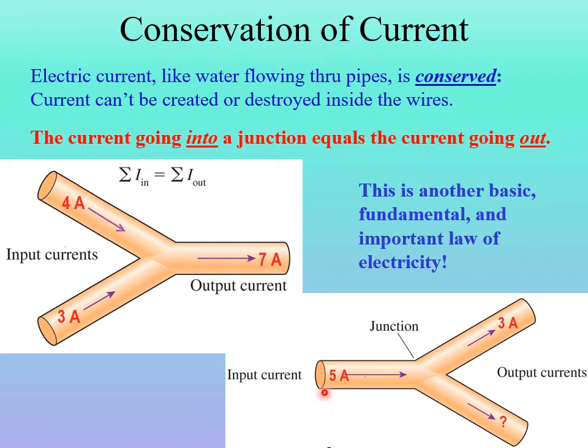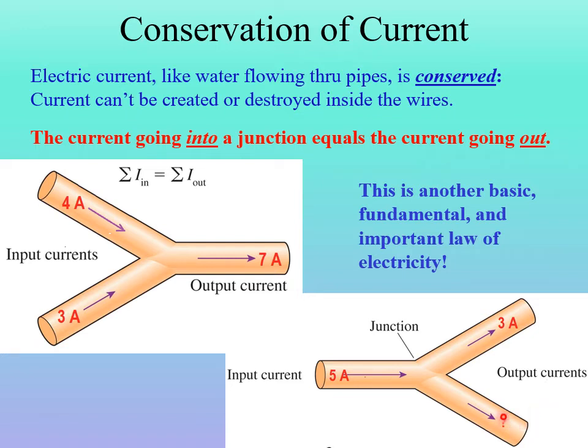Here, our input current, we're told, is 5 amps, and here's a junction, and we're told that this path up here has 3 amps of current. So what would be the current flowing through this path of the circuit? Go ahead and maybe pause the video and see if you can think of the right answer there.